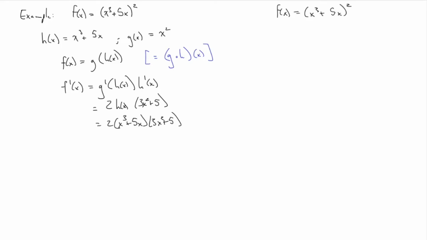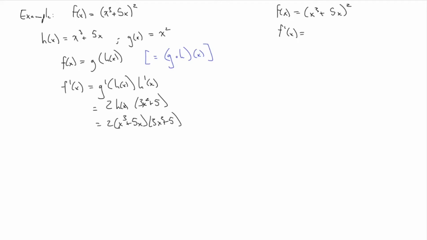But the beauty of this second method, once you get used to it, is that we didn't really have to introduce these new functions h and g. We could have started simply with f of x equals x cubed plus 5x squared. And to take the derivative, we would say, all right, we've got some function squared. Well, how do you do that? You treat the function as if it were a variable. In other words, in some bizarre alien alphabet, x cubed plus 5x is the 73rd letter. And so that's just that letter squared.